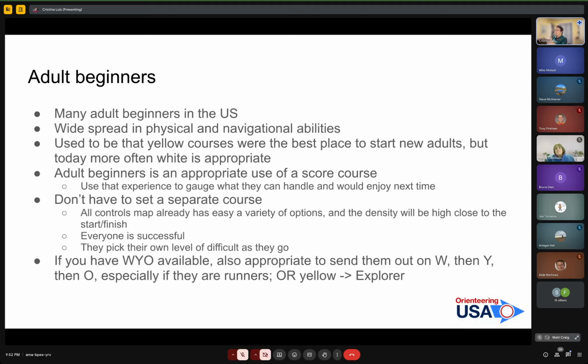3 controls, they're good. 10 controls, they're good. And that way you can also kind of assess and talk to them and be like, okay, next time you could do the intermediate course or the orange, whatever you've got. So that's one good way that I like to deal with adult beginners, because we have a lot of adult beginners in the US. Most people aren't starting at 10.